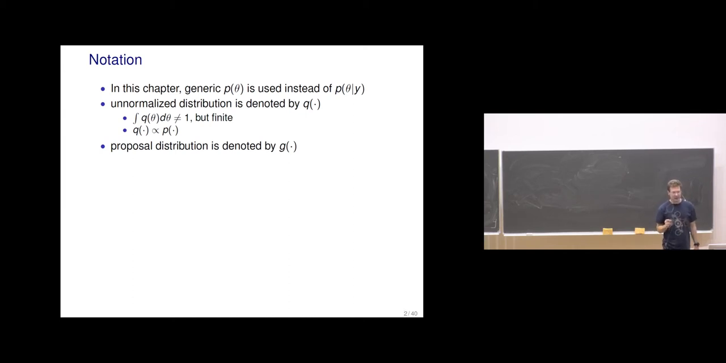There's an unnormalized distribution denoted by q, and now we assume that most of the time these unnormalized distributions are such that they have a finite integral, but it's just that this finite integral is not necessarily one, and then we would say that they are proportional to this p we are actually interested in. And I've already talked previous times that luckily we often don't need to know that normalization term, and about that also this time, and then next week when talking about Markov chain Monte Carlo, again another example why we don't need that. There's also now a distribution g, which is then used in some of these algorithms discussed today as part of the proposal distribution.